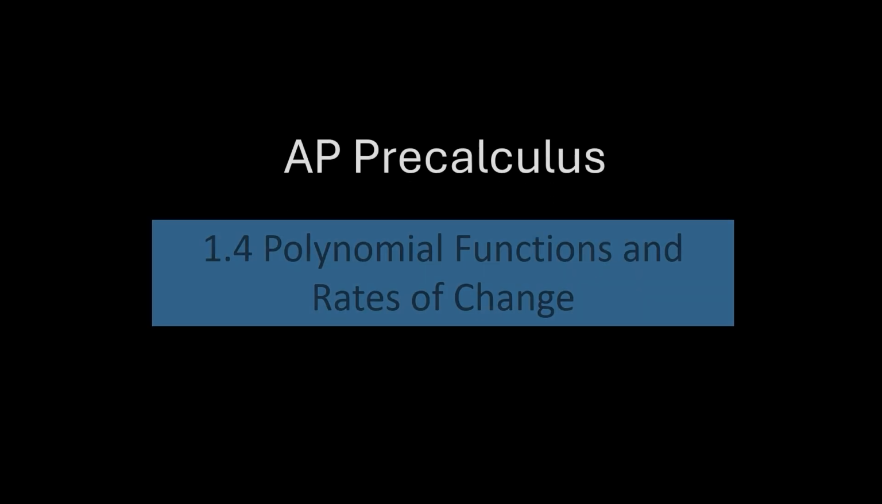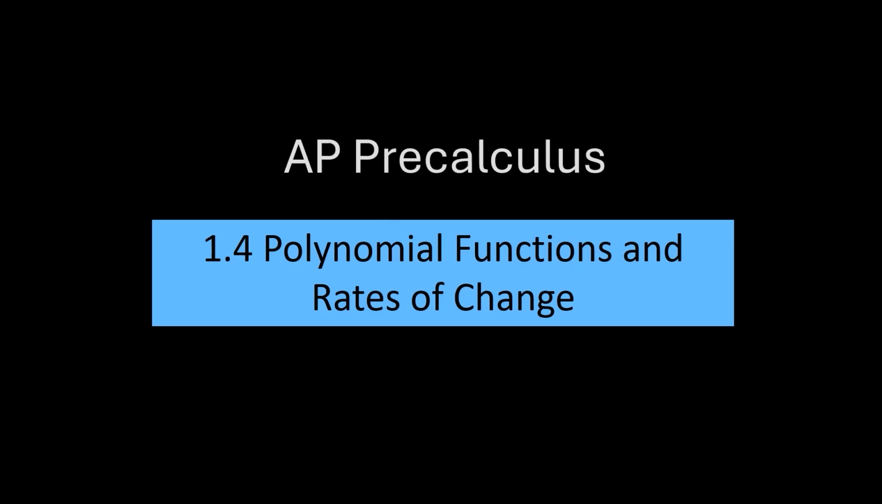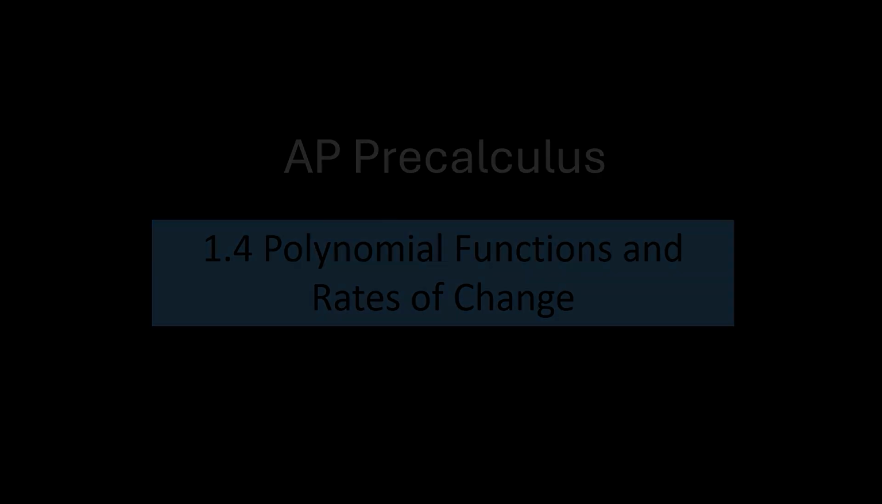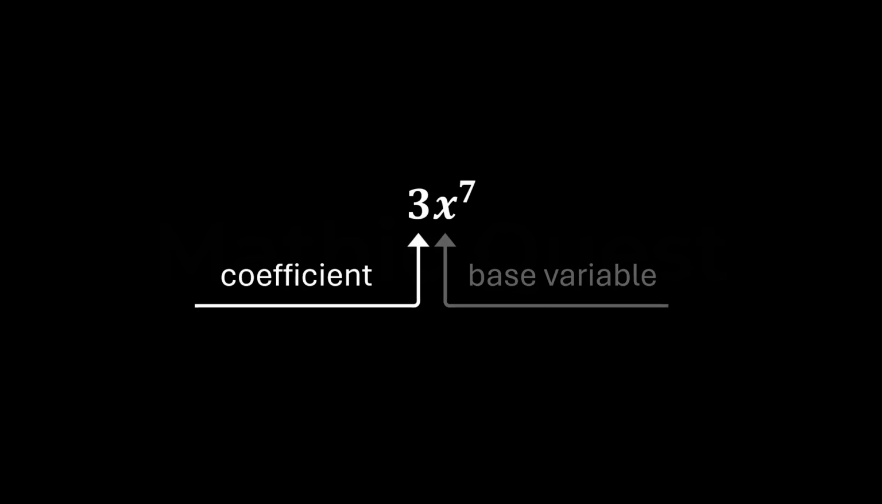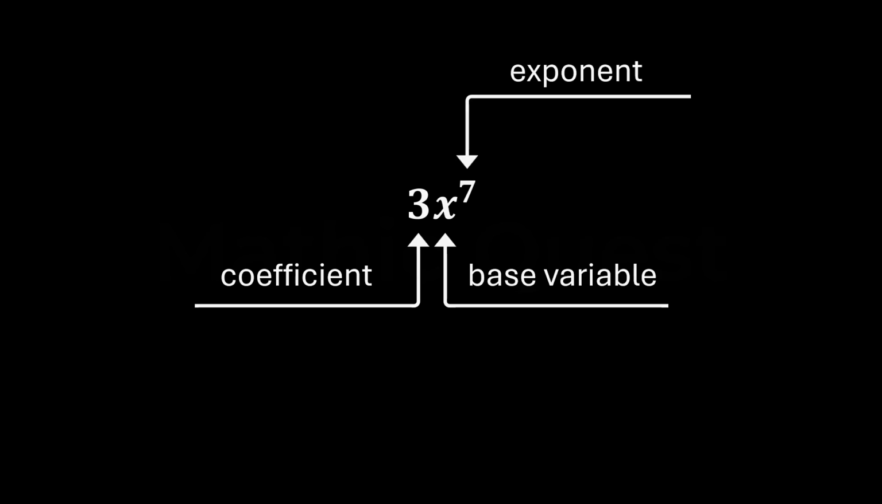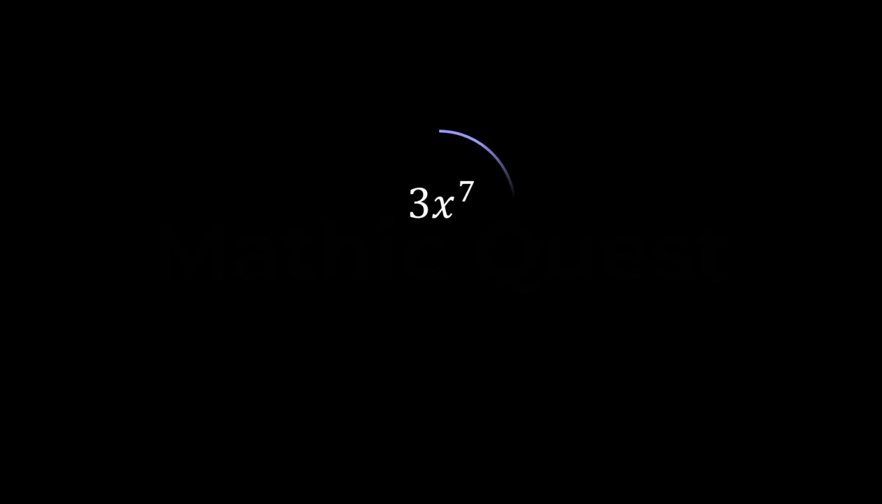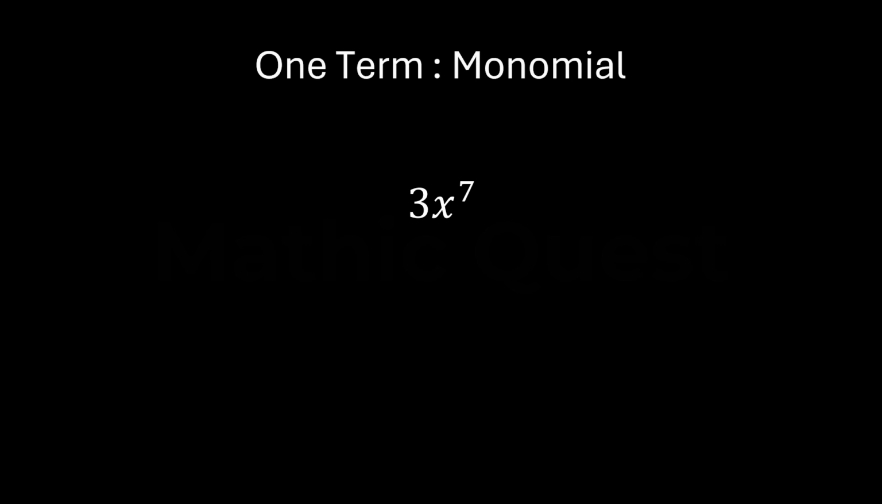Today's topic is 1.4 Polynomial Functions and Rates of Change. Let's look at the expression 3x to the power of 7. In this expression, 3 is called the coefficient, x is the base variable, and 7 is the exponent. The entire expression 3x to the power of 7 is called a term. Since there is only one term, this expression is called a monomial.